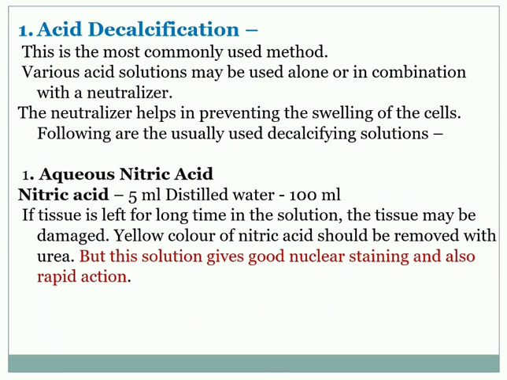The most used decalcifying acid solution is aqueous nitric acid, containing nitric acid 5 ml and distilled water 100 ml. In this nitric acid solution, if the tissue is left for a long time, it may be damaged. It gives a yellow color. This solution gives good nuclear staining and a rapid action.